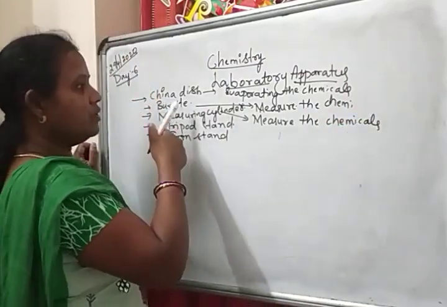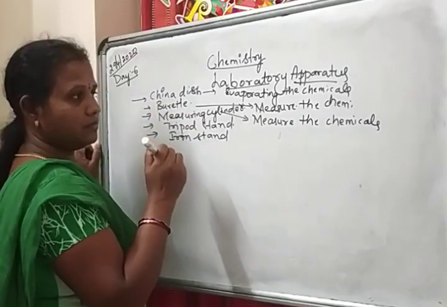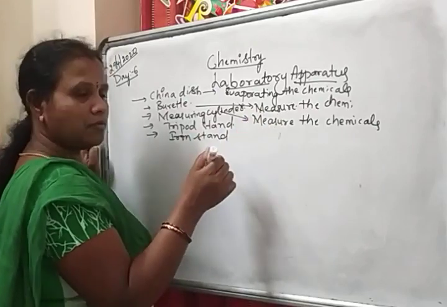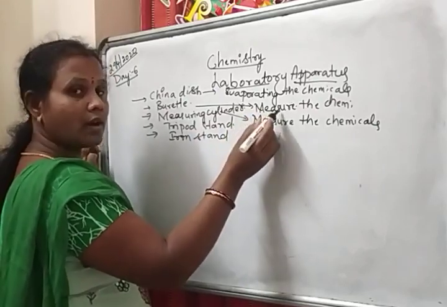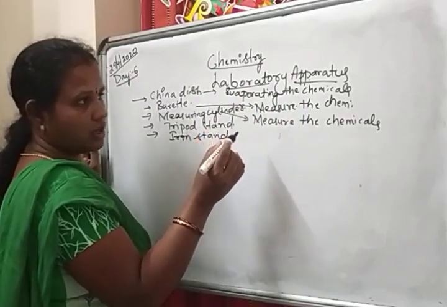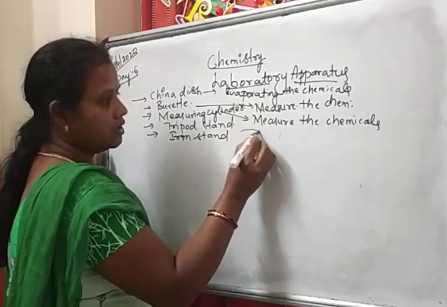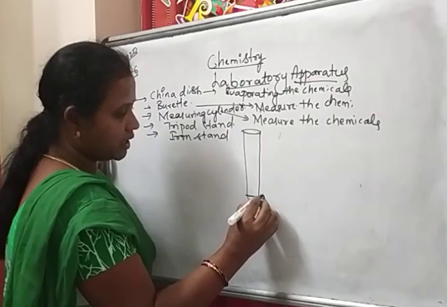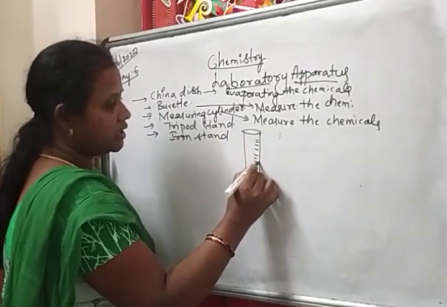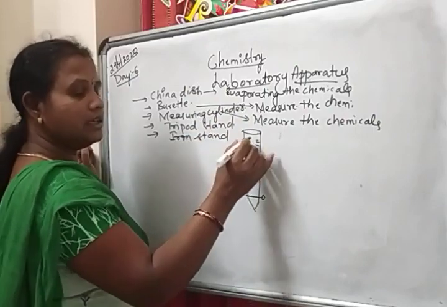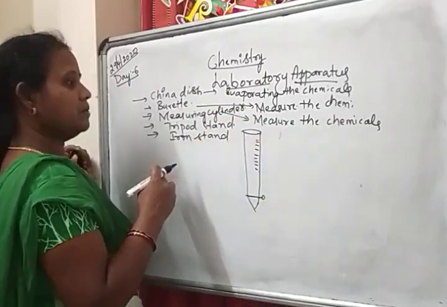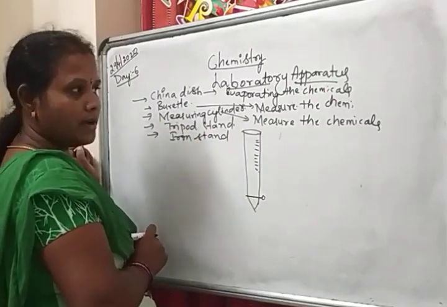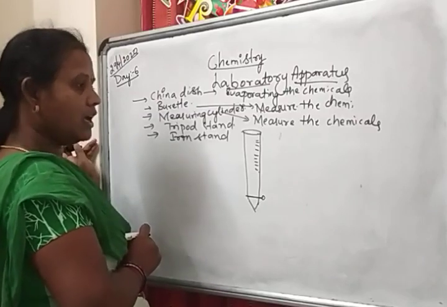And what is the difference between burette and measuring cylinder? Here in burette there is the presence of the stopcock, and this is used to run the experiments also. The chemical is taken in the burette like this. Do you remember the design? So the chemical is taken in the burette and it is used to run our chemistry experiments. Then what is the use of measuring cylinder? It measures the required amount of the chemicals needed for our experiment.